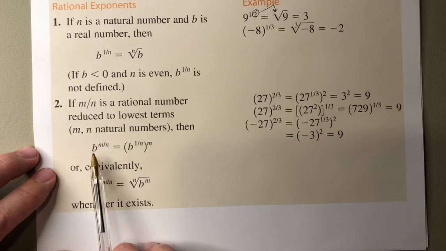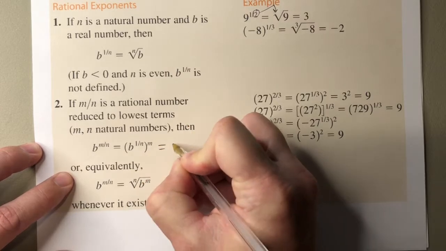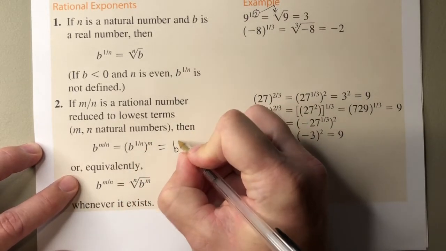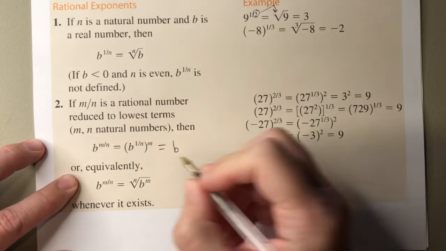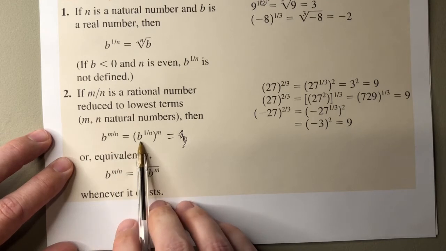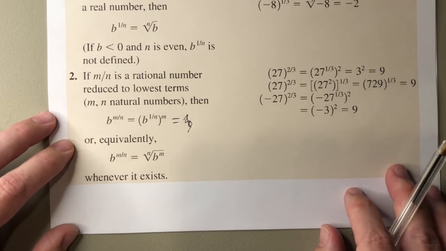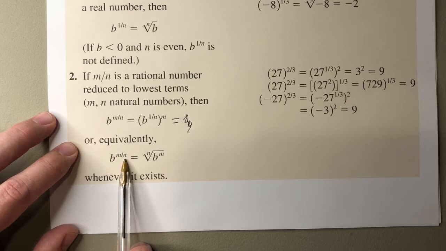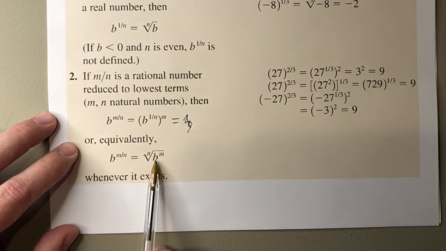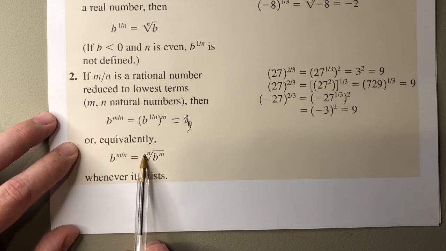The next thing is if you have b to the m over n. That's the same as b to the 1 over n to the mth, or equivalently, b to the m over n is exactly the same as the nth root of b to the m. So whatever value is in the denominator of this fractional exponent, that's the value that goes on this little ledge on your radical. That's the index value.